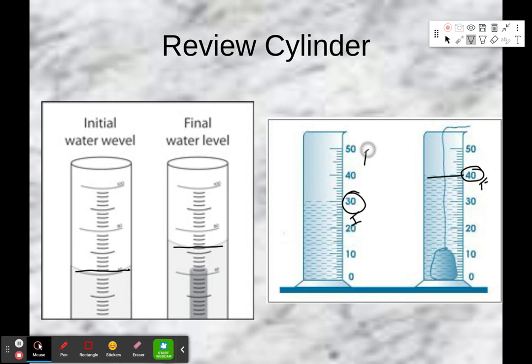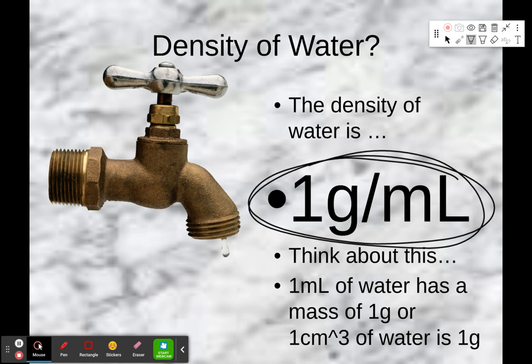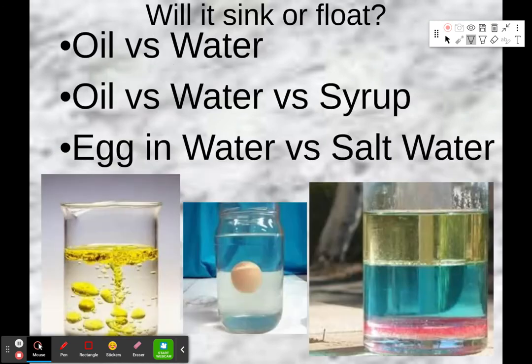So what we do is we take our final value minus our initial, and we get our new volume. So that would be 40 minus 30 would equal 10 milliliters. That 10 milliliters is the volume of that object without doing any measurement. Again, we need to remember that the density of water is 1 gram per milliliter.